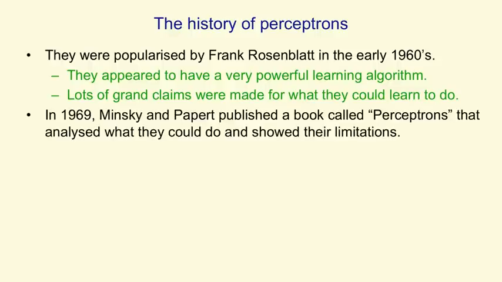In 1969, Minsky and Papert published a book called Perceptrons that analysed what perceptrons could do and showed their limitations.